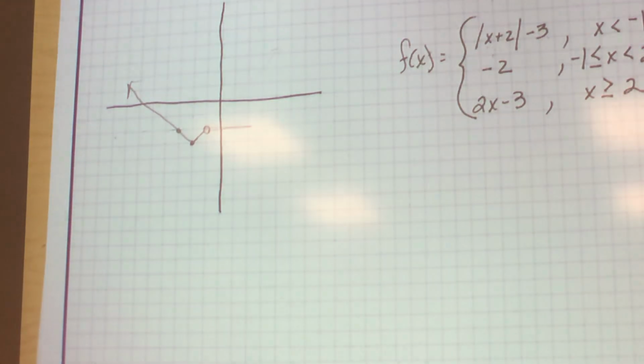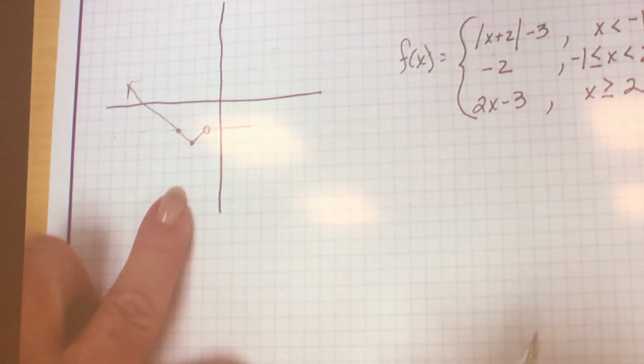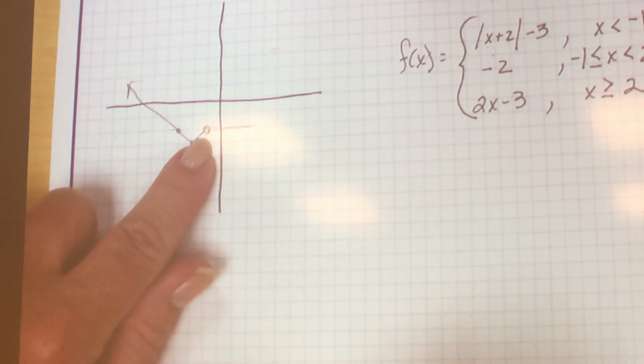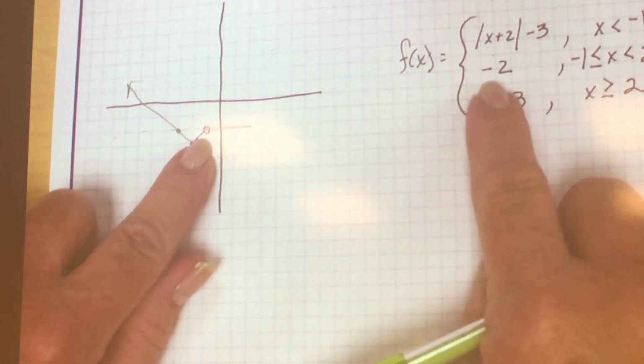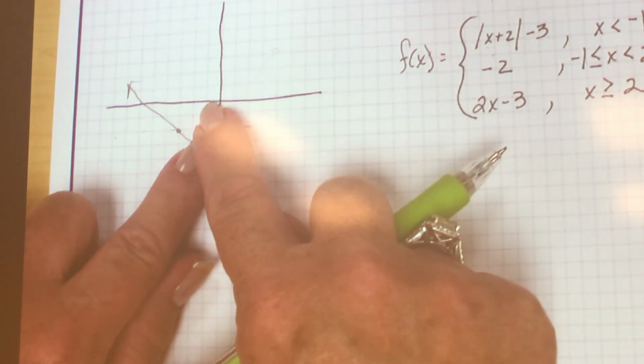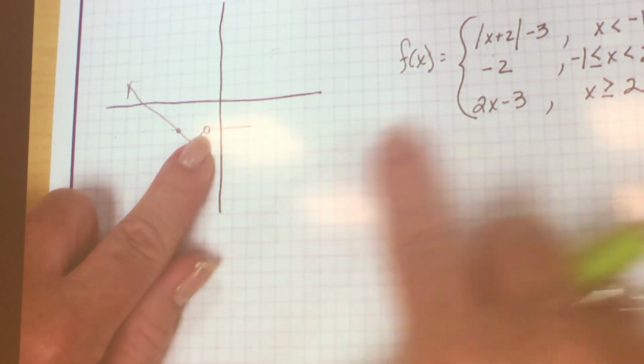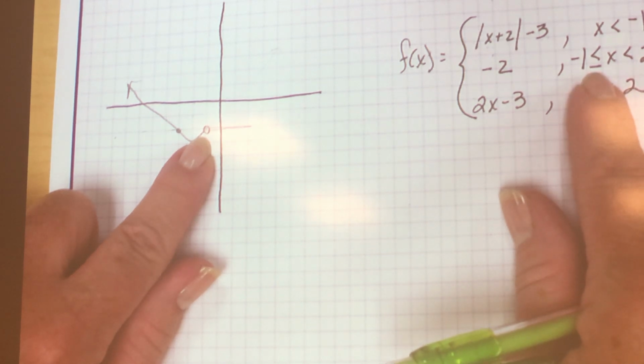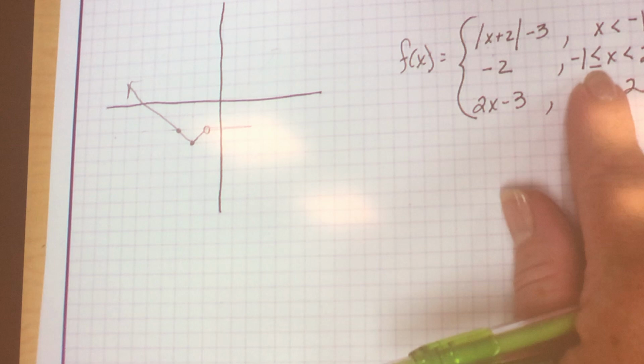Now, we do have to address those point things, okay? So let's look at this guy first. He is right here on top of this hollow dot. So that's at negative 1. See, here x is negative 1. So what kind of dot should I have? Closed. Yeah, a solid dot. A solid dot on top of a hollow dot, what does it look like? Yeah, just like a solid dot.